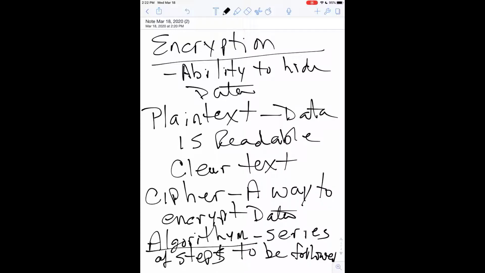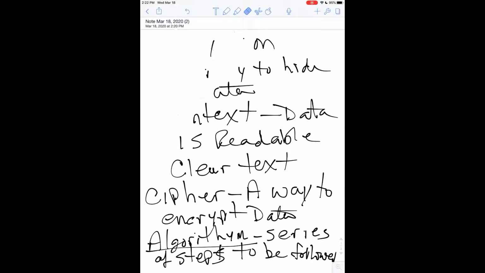The algorithm is used a lot in computing. It's just nothing but a series of steps. First do this, second do this, third do this, fourth do that. That's all an algorithm is. It's just a series of steps. Nothing special about it.